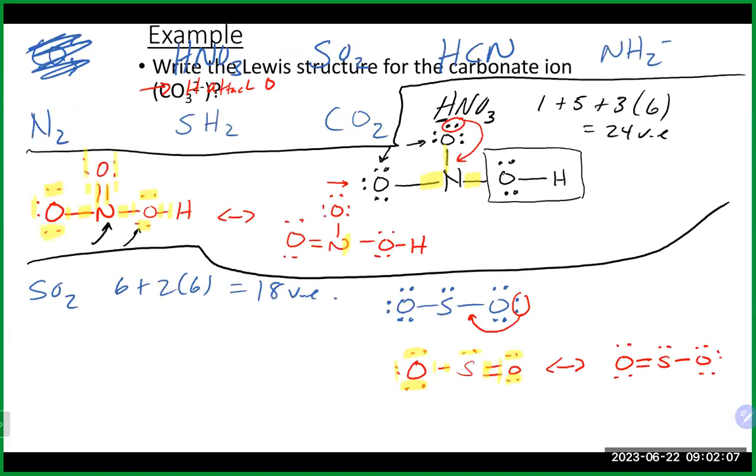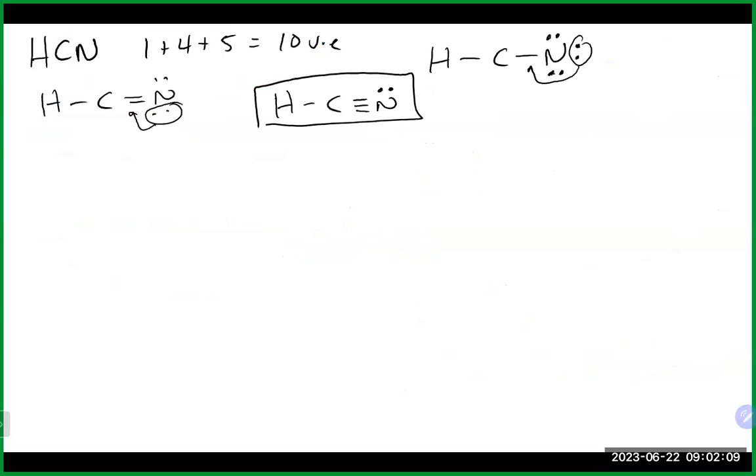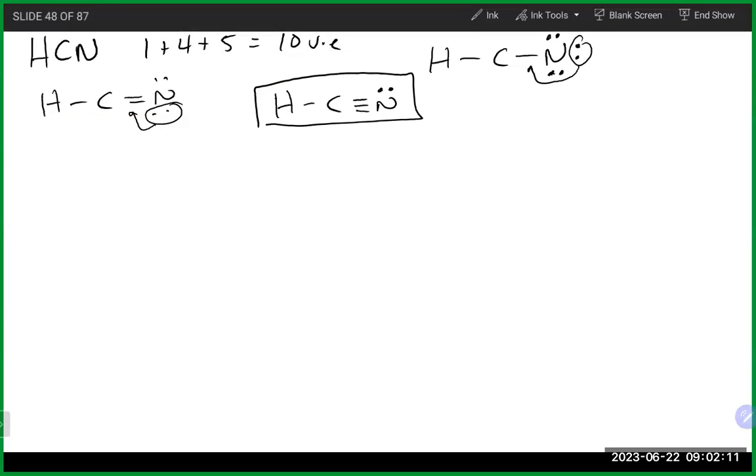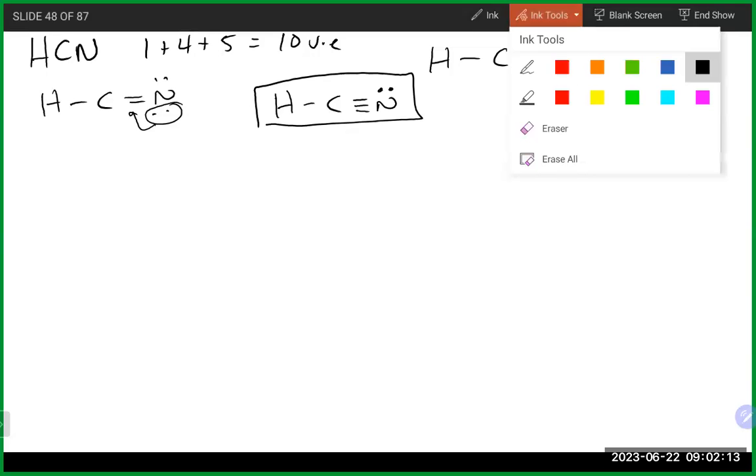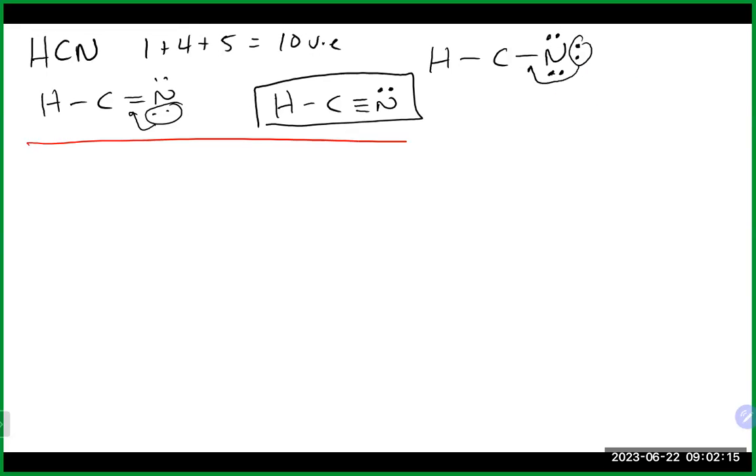Next one was NH2 minus. All right, so next one is NH2 minus. All right, so we got 5 here from nitrogen, 2 times 1 for the hydrogen. Once again, here we do have a negative charge, which means I need to actually add an electron, right? And we're going to add 1 electron. That's going to be like a 7 and an 8.